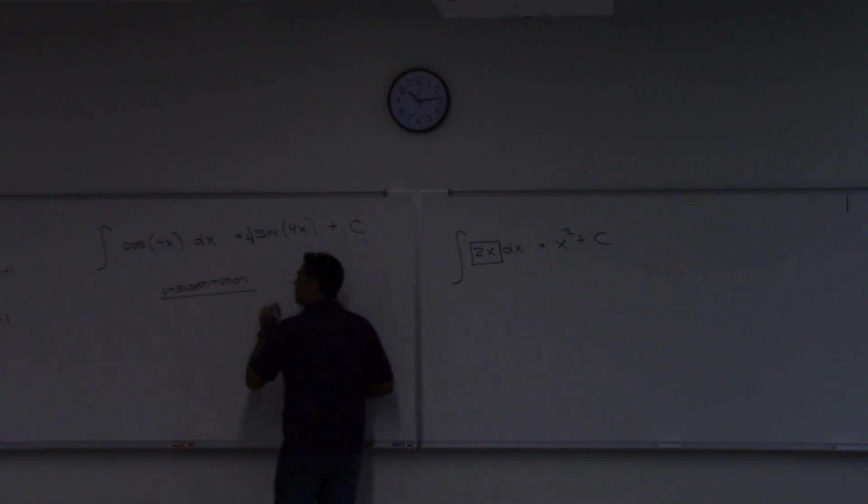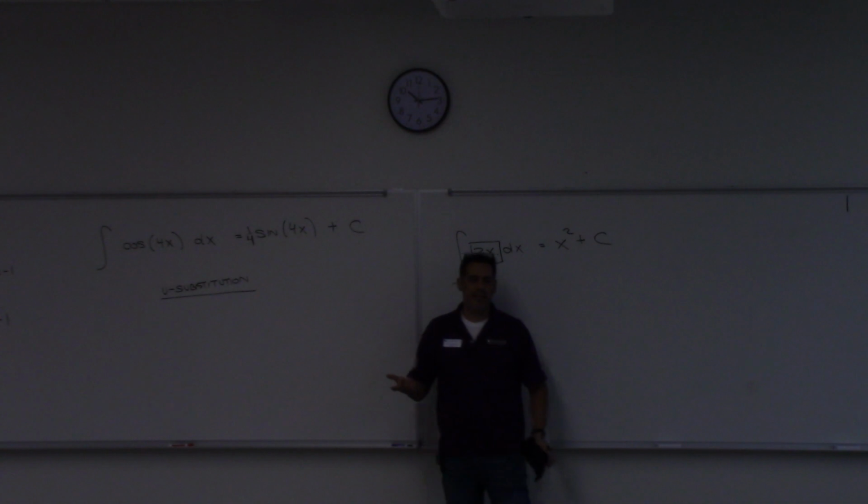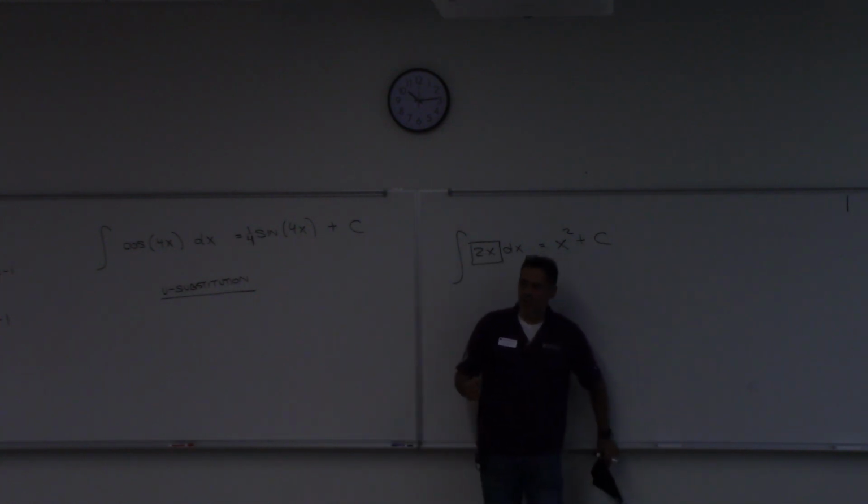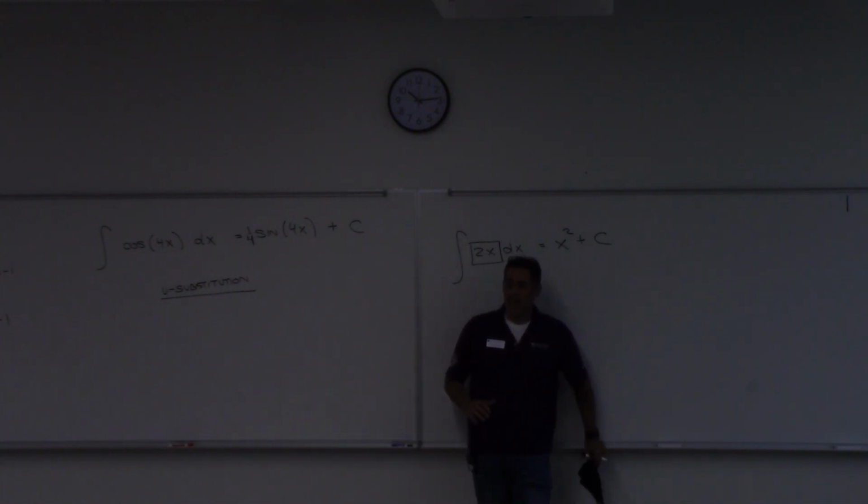This is our first method of finding antiderivatives. In this class, there are going to be 5 methods. Not formulas, methods, what we call techniques of integration. The first method is U substitution. The second method is integration by parts. The third method is trig integrals. The fourth method is trigonometric substitution. And the fifth and final technique is called partial fraction decomposition.